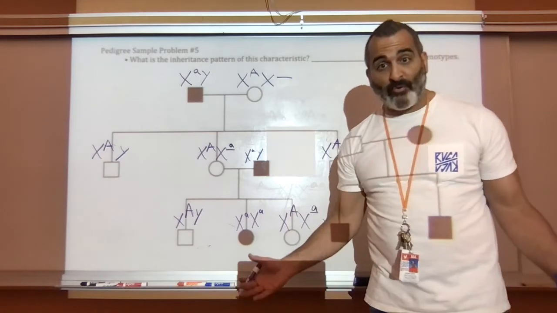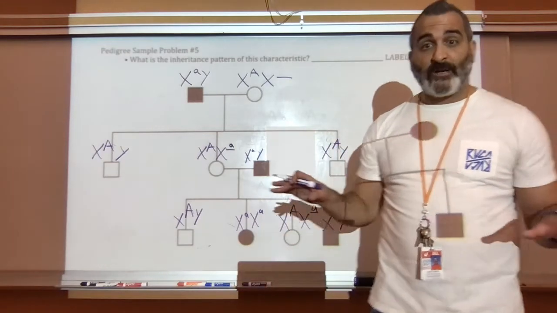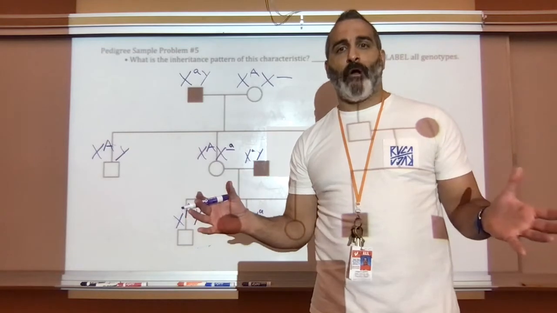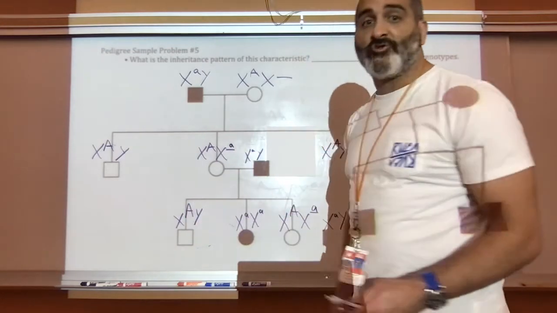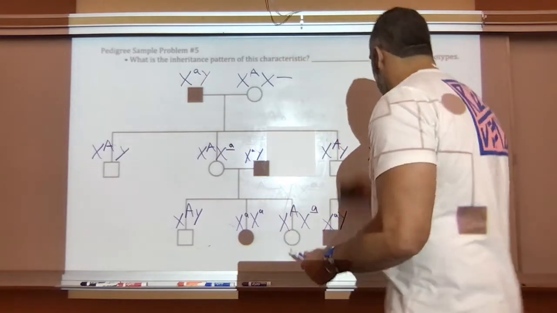Okay, so we couldn't prove sex linked wrong. Some of the rules didn't apply, but we could not prove it wrong. Therefore, we have sex linked according to this. Okay, now let's try sample problem number 6.